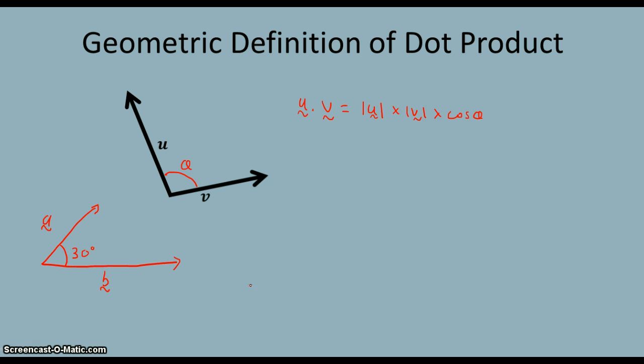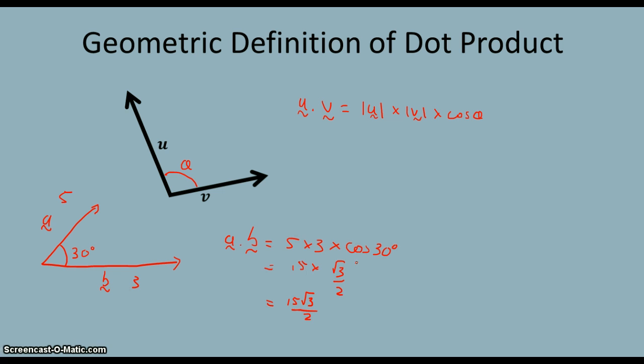Let's say we have two vectors here and we are asked to find the dot product. Let's say vector A has a magnitude of 5 units and vector B has a magnitude of 3 units. So A dot B is simply the magnitude of A, which is 5, multiplied by the magnitude of B, which is 3, multiplied by the cos of the angle in between them, which is cos of 30 degrees. And so our dot product is 15 root 3 all over 2.